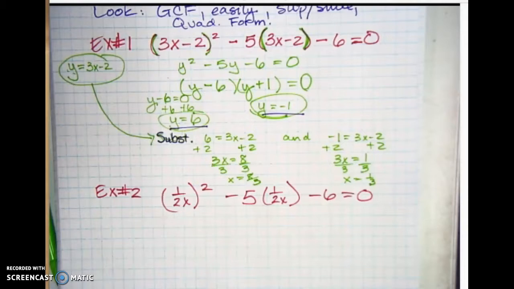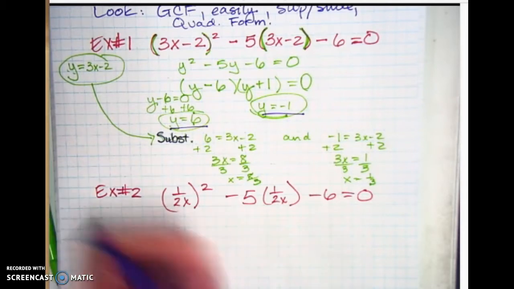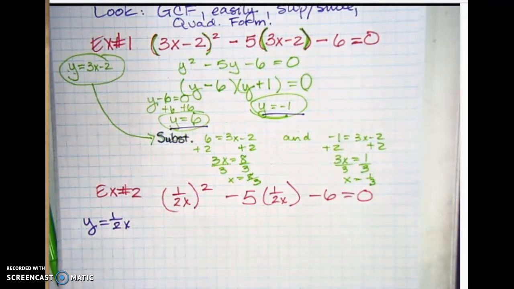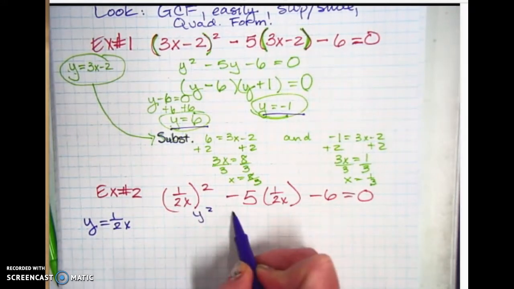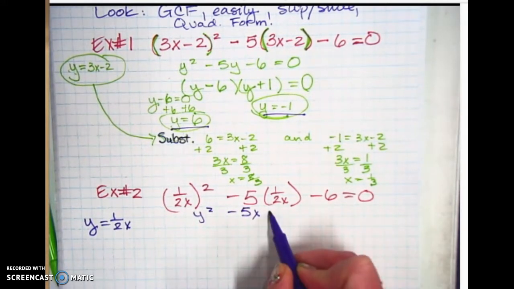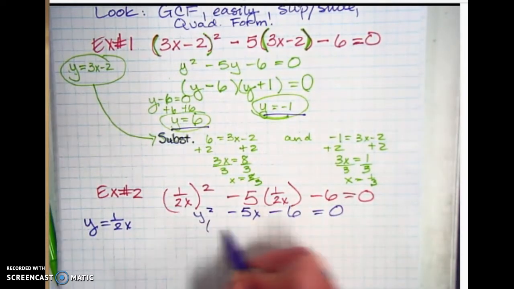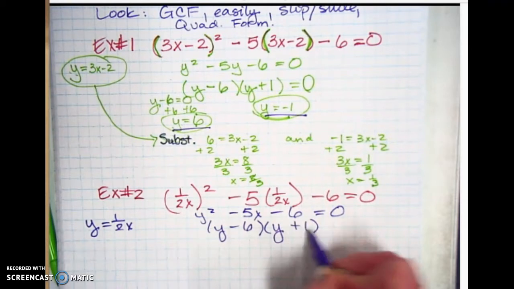We have the quantity 1 over 2x squared minus 5 times 1 over 2x minus 6 equals 0. Looks super complicated, right? But look inside the parentheses. What do you see? Same thing. So we're going to substitute. We're going to say that y is equal to 1 over 2x. When we plug it in here, we have y squared. When we plug it in here, we have minus 5y. Then it's going to factor just like example number 1 did, to y minus 6 and y plus 1.